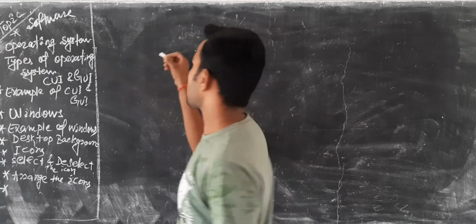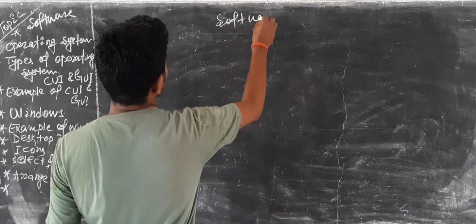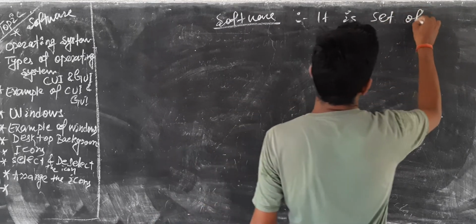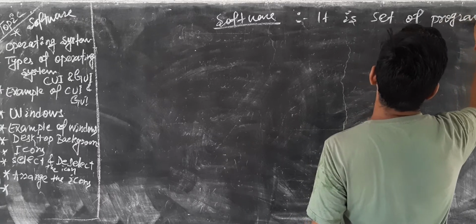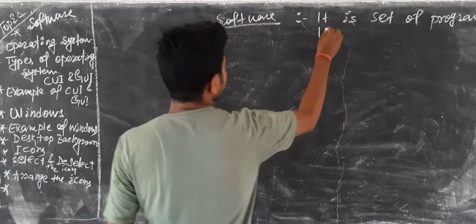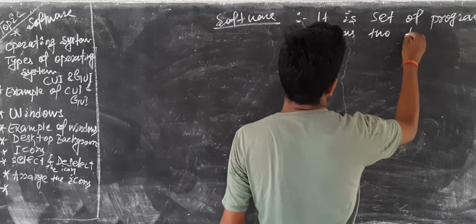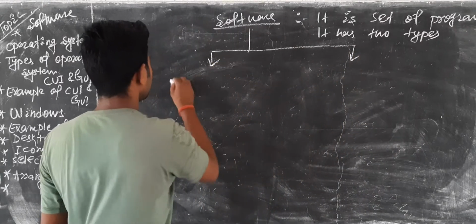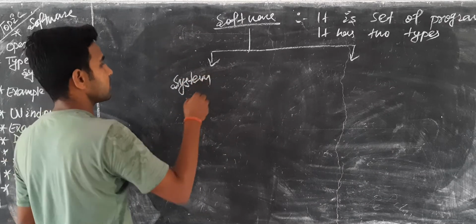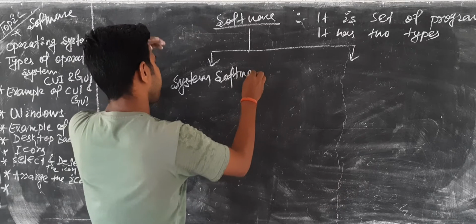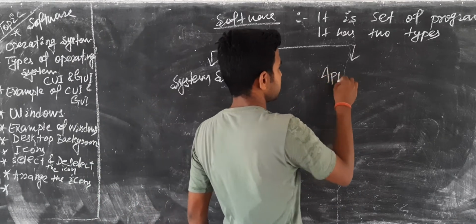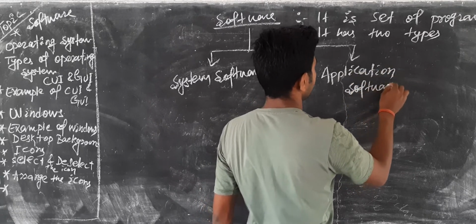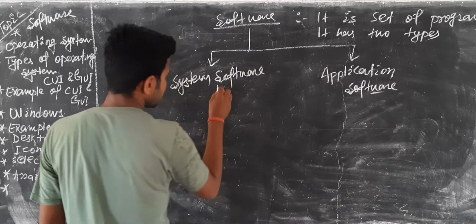So software is a set of programs. It has two types: first, system software, and second, application software.